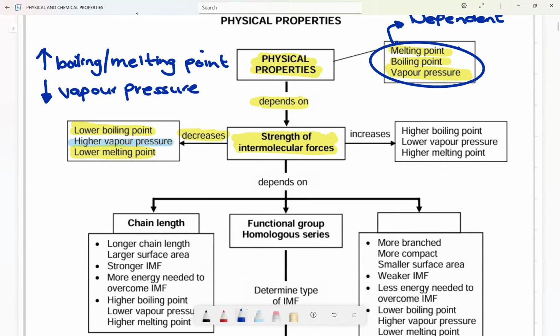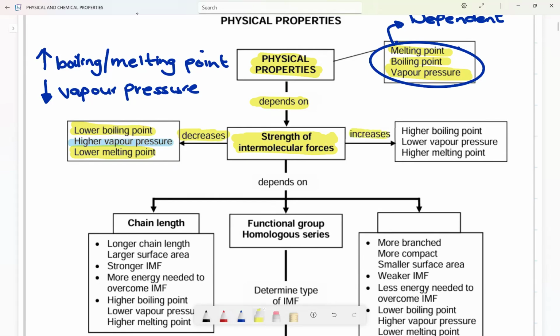Vice versa. Okay, the higher the boiling point, the lower the vapor pressure, vice versa. So now let's return here and say, if the strength of the intermolecular force decreases, now what happens? The boiling point and melting point are going to decrease. Therefore, what will happen to the vapor pressure? The vapor pressure will increase, it will be higher.